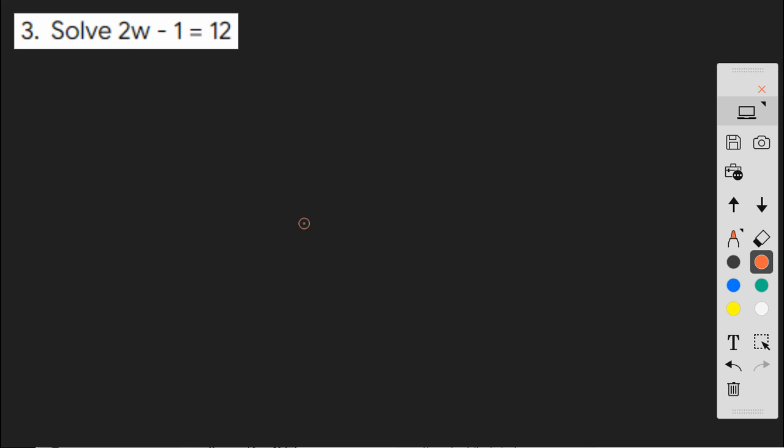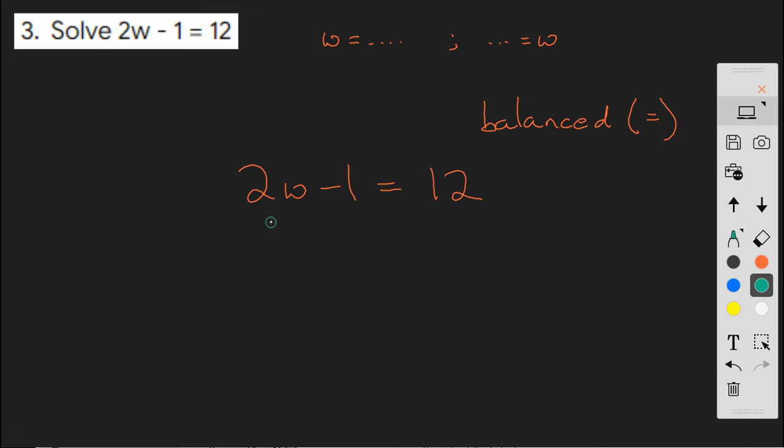And now for a slightly harder solving problem, but the essence remains the same, that we need to end up at a point where we either have w equals or something equals w, with that w on its own. And we'll do so by making sure that both sides remain balanced, because both sides are equal. So whatever we do to one side, we need to do to the other. Now the first thing I'm going to do is get rid of this minus 1. I'm thinking about inverse operations. I'm going to do that by adding 1 to both sides.